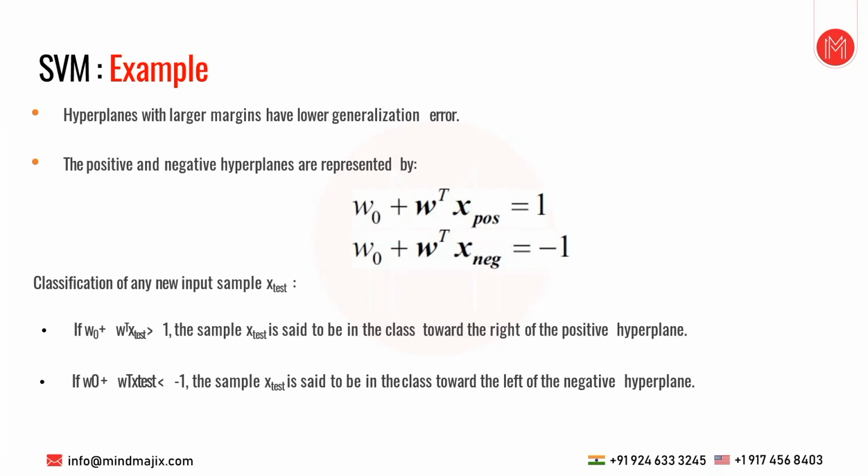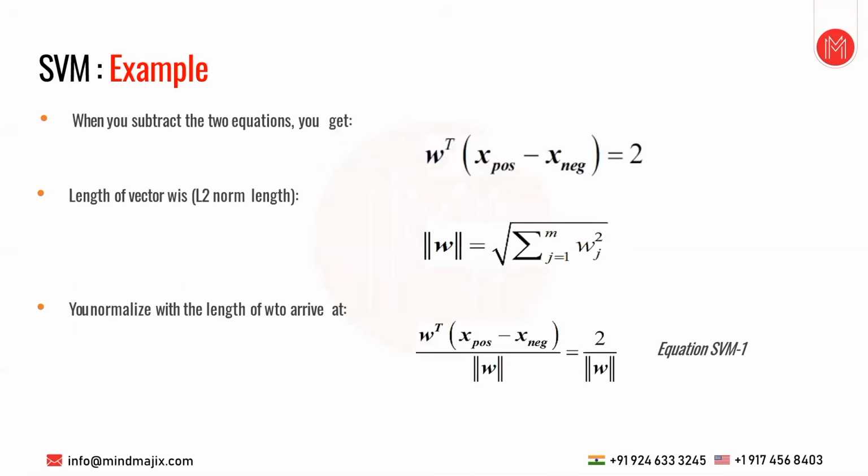Those samples of x test are said to be in the class towards the right of the positive hyperplane, and those with value minus 1 are considered towards the left of the negative hyperplane. So the right hyperplane and left hyperplane work as the positive hyperplane and the negative hyperplane. That's how it works. But when you subtract the two equations, you will get this one. So which two equations?